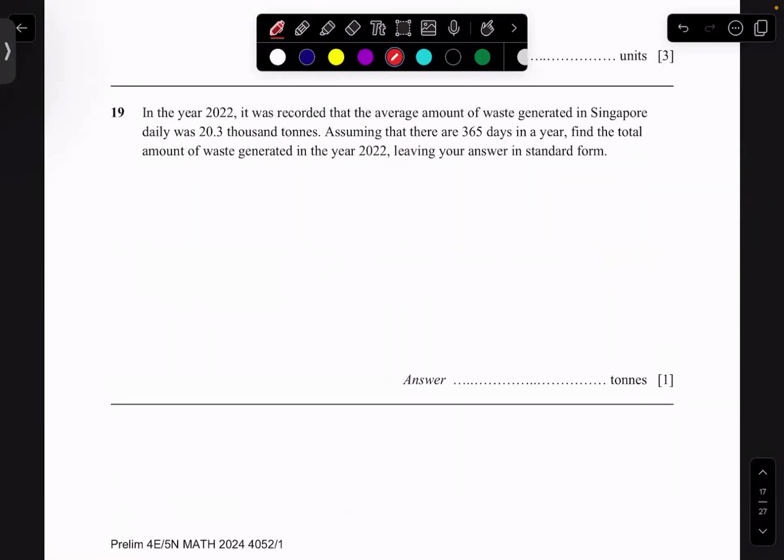Question 19. In the year 2022, it was recorded that the average amount of waste generated in Singapore was 20.3 thousand tons. Assuming that there are 365 days in a year, find the total amount of waste generated in the year 2022. Give your answer in standard form. Oh, average amount of waste daily.